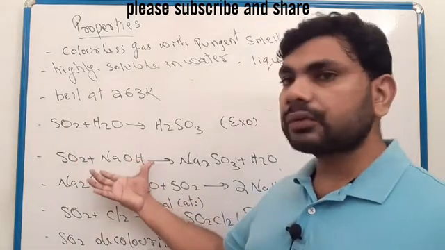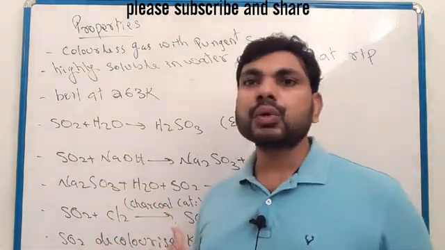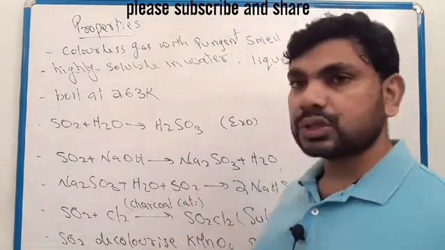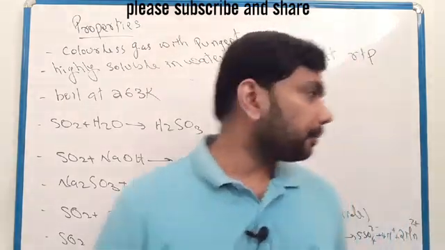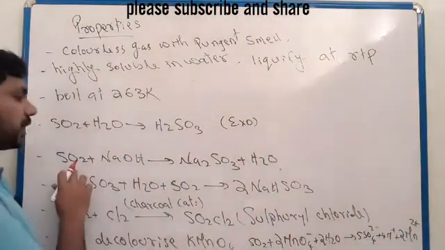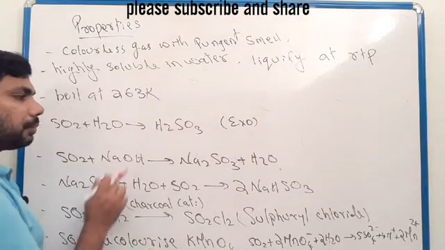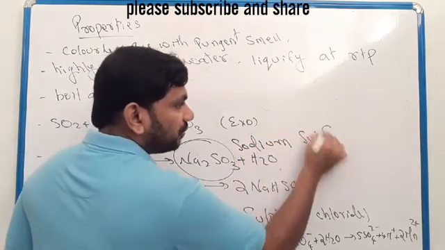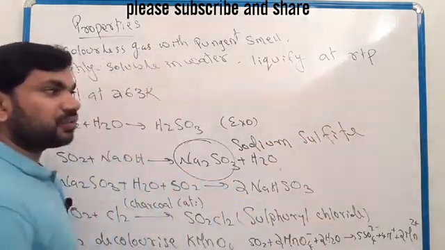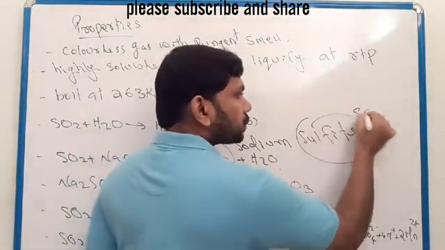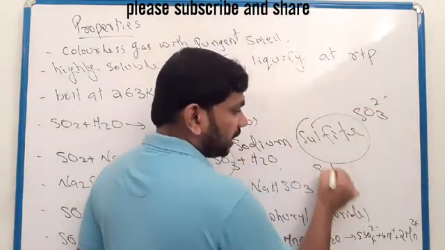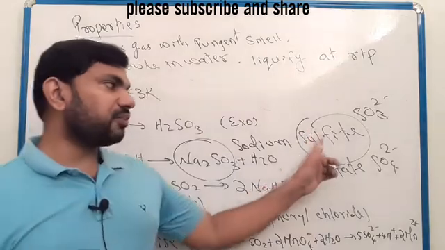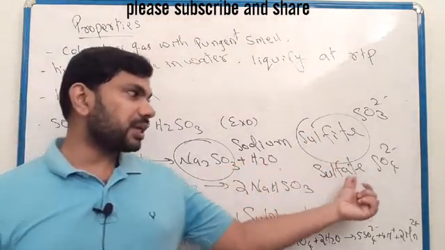Sulfur dioxide reacted with sodium hydroxide forms sodium sulfite. Sulfite means SO3 2 minus. Sulfate means SO4 2 minus. Here sulfite is SO3, sulfate is SO4.